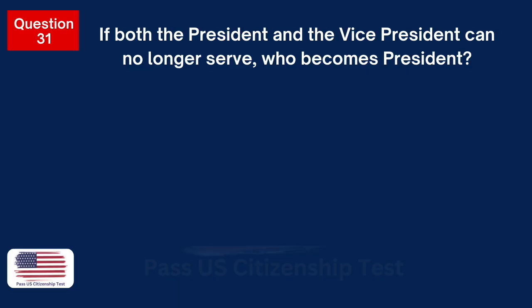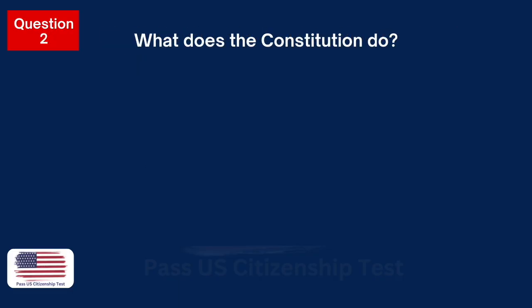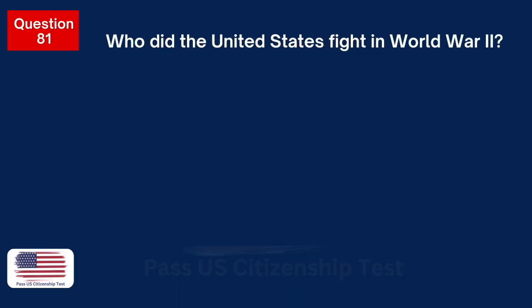If both the president and the vice president can no longer serve, who becomes president? The Speaker of the House. What does the Constitution do? Sets up the government. Who did the United States fight in World War II? Japan, Germany, and Italy.